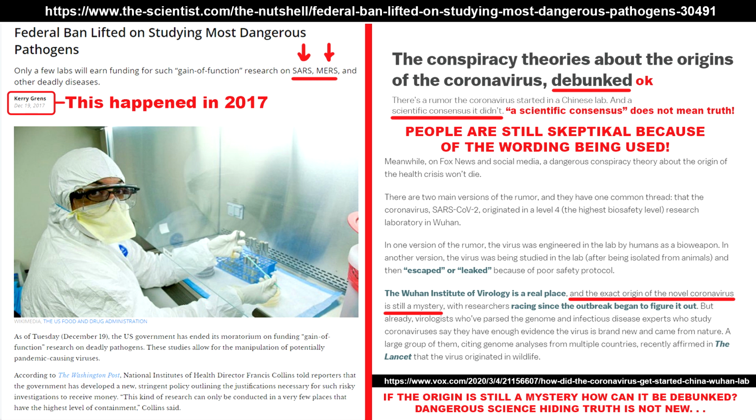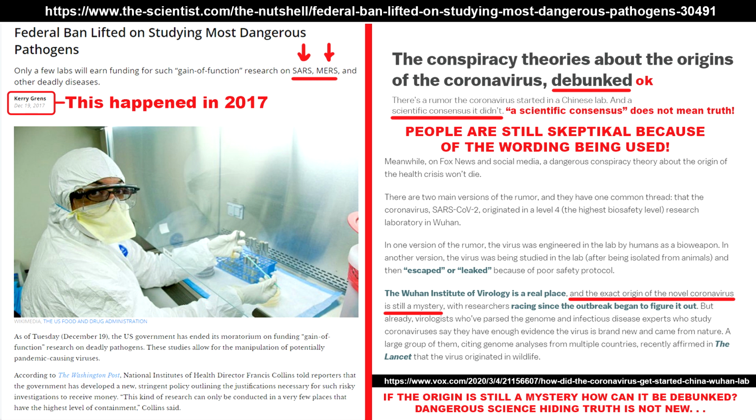So people are not wrong to be skeptical, because it's not like there haven't been articles in the past of people lying to the public in order to have their agendas met. Okay? With researchers racing since the outbreak began to figure it out, but already virologists who've parsed the genome and infectious disease experts who study coronaviruses say that they have enough evidence the virus is brand new and came from nature. A large group of them, citing genome analysis from multiple countries, recently affirmed in The Lancet that the virus originated in wildlife.